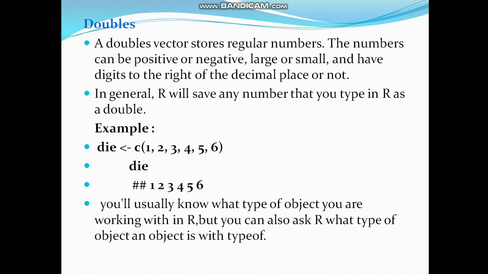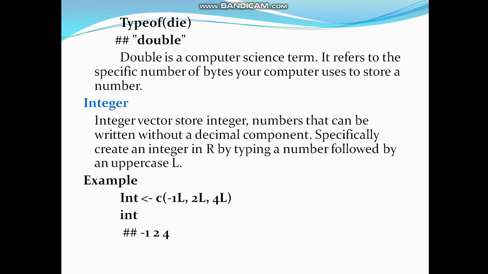You usually need to know what type of object you are working with in R. You can ask R what type of object an object is using the typeof function. Within the parentheses, just mention the object name. We get the object type, which returns double. Double is a computer science term. It refers to the specific number of bytes your computer uses to store a number.